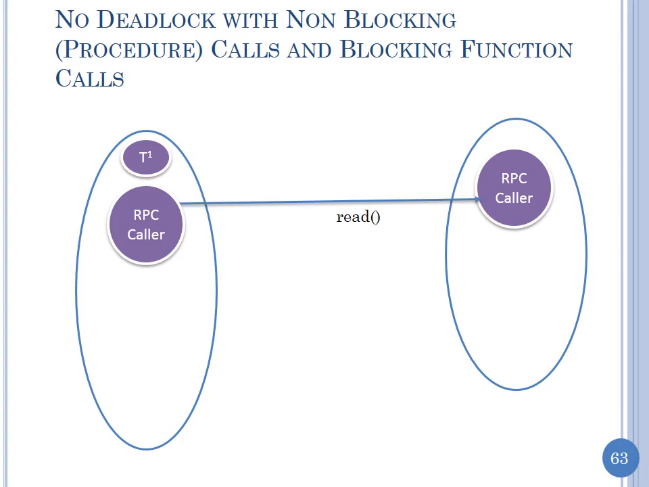Now the read call requires a value back. So the read call is really a function, and so we might make that block, but we could make the non-function calls, the procedure calls, not block, and thereby reduce the chance of deadlocks. So you can still have deadlocks between function calls when function calls are involved, but at least the procedure calls don't introduce deadlock. So this is yet another way to overcome this problem.